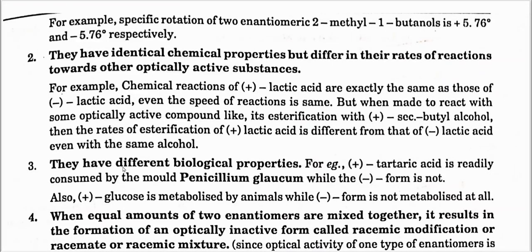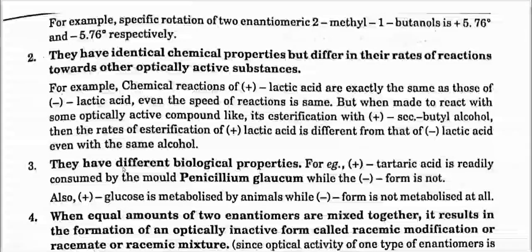They have identical chemical properties but differ in their rates of reaction towards other optically active substances. For example, the chemical reactions of plus lactic acid are exactly the same as those of minus lactic acid. Even the speed of reaction is the same. But when made to react with some optically active compound, like esterification with plus secondary butyl alcohol, then the rate of esterification of plus lactic acid is different from that of minus lactic acid, even with the same alcohol.